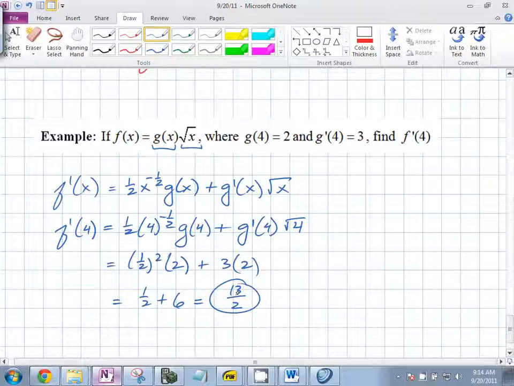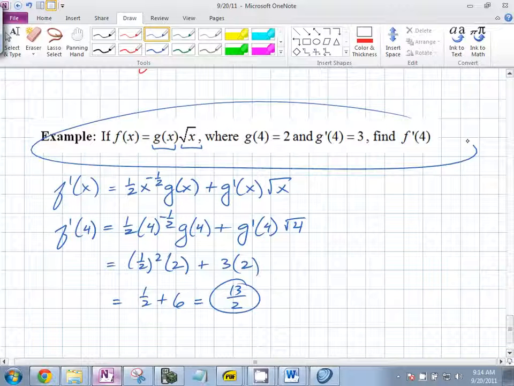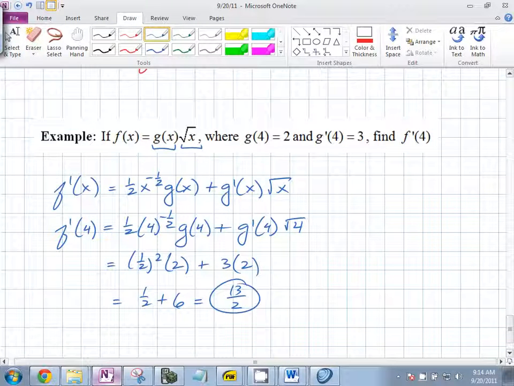Do you have to know the function itself? No, they could give you the exact values you need. This type of question is absolutely something you could see on the AP exam. There's no trick to it other than, do you know the product rule? It doesn't matter what the function is called.